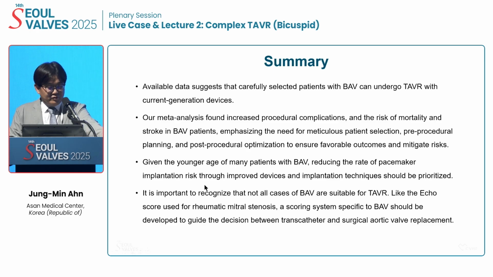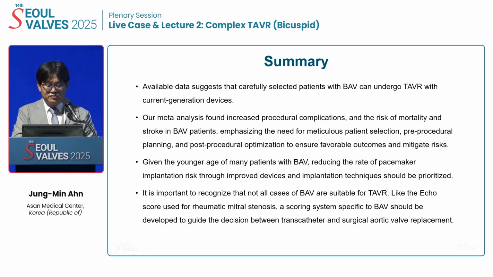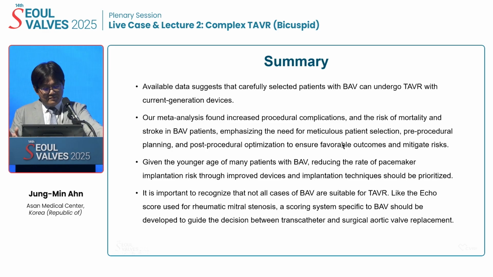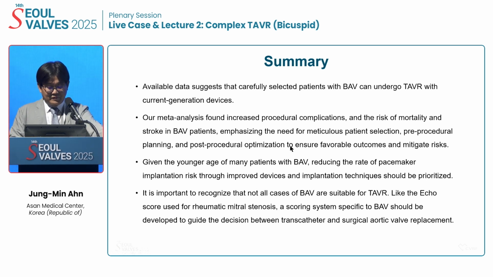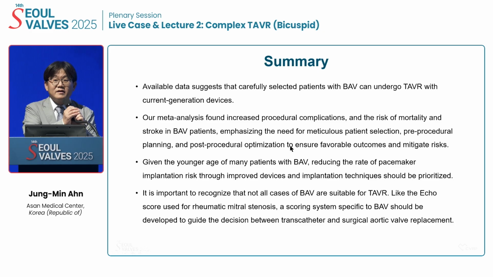I think it is important to recognize that not all cases of bicuspid aortic valve are suitable for TAVR. Like the echo score used for rheumatic MS, a scoring system, or some kind of system specific to bicuspid aortic valve should be developed to guide the decision between TAVR or SAVR. Thank you for your attention.